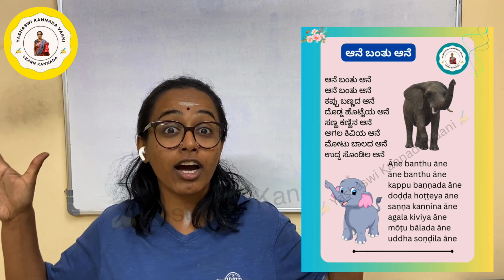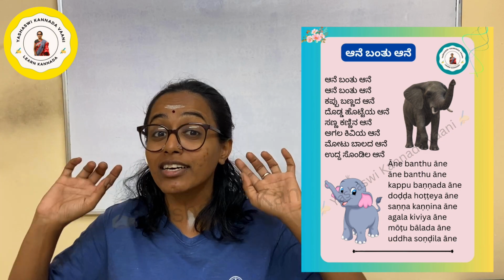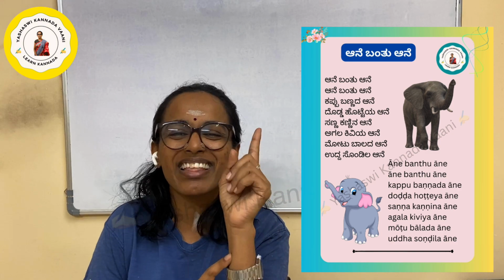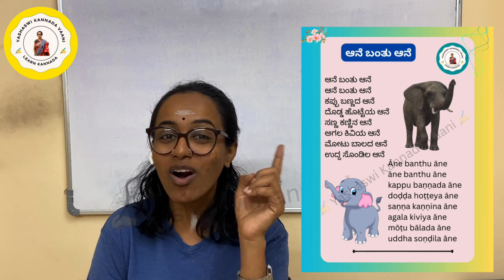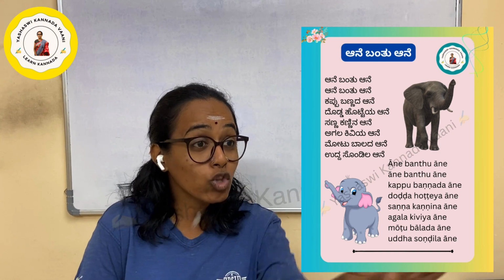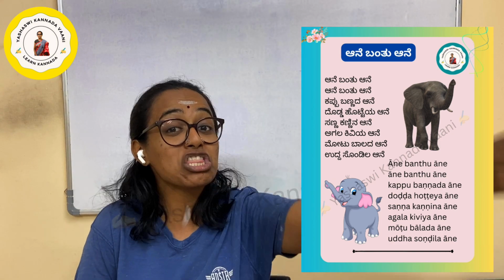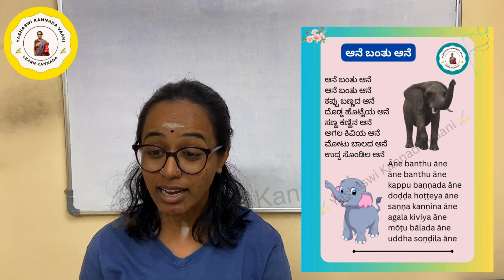ಅಗಲ ಕಿವಿಯ ಆನೆ. ಅಗಲ ಕಿವಿ is a wide. ಅಗಲ is a wide, ಕಿವಿ is an ear. It is an elephant with wide ears. ಮೋಟು ಬಾಲದ ಆನೆ. ಮೋಟು is a small one. ಬಾಲ is a tail. A small tail ಆನೆ. ಉದ್ದ ಸೊಂಡಿಲ ಆನೆ. ಸೊಂಡಿಲು is a trunk. So it has a lengthy trunk. ಉದ್ದ ಸೊಂಡಿಲ ಆನೆ. Let's repeat the rhyme.